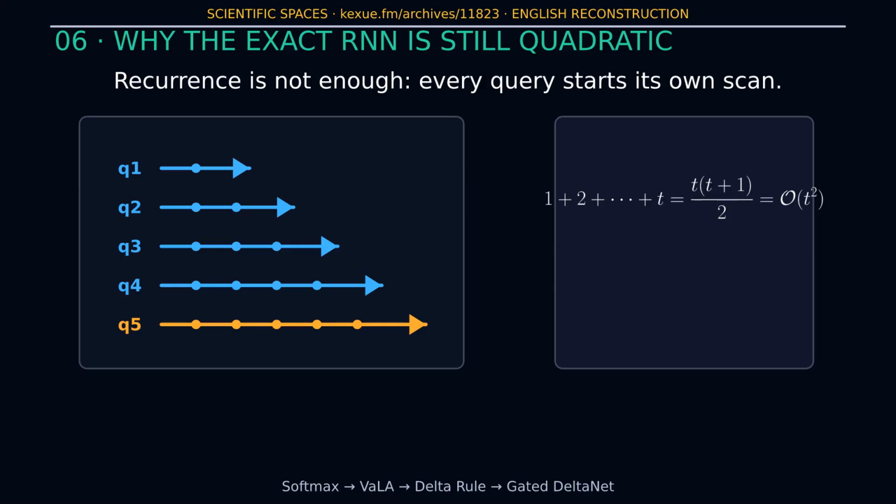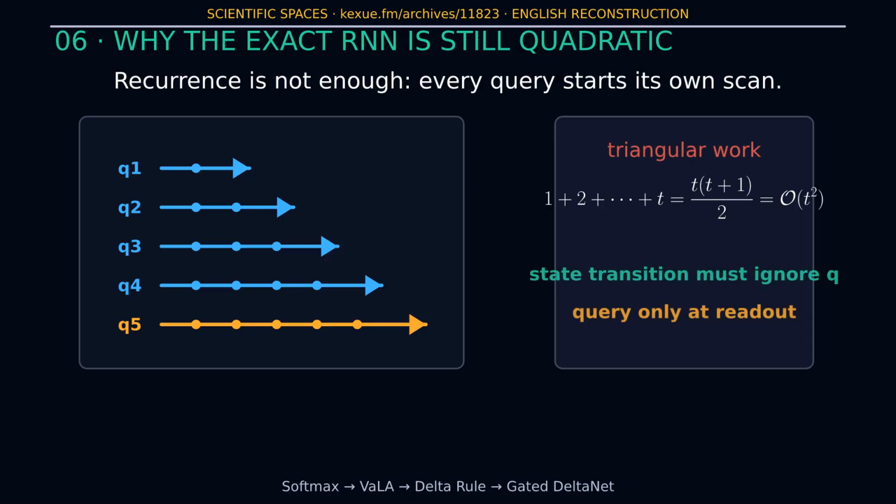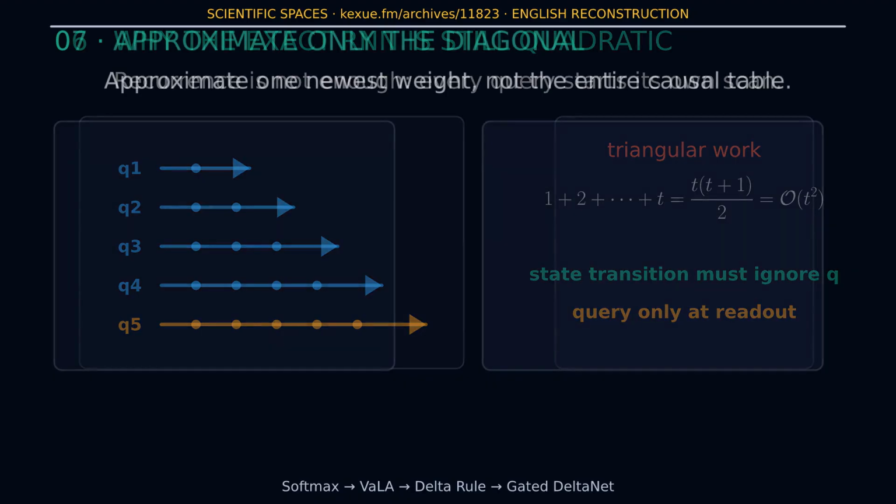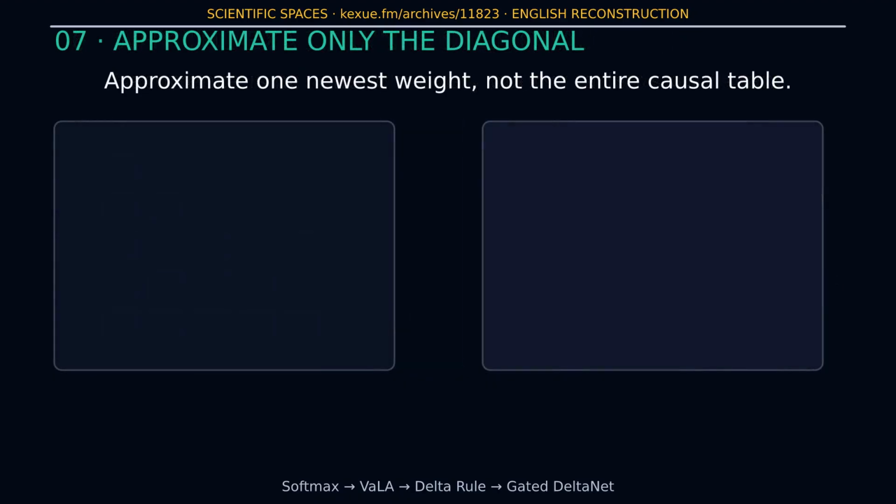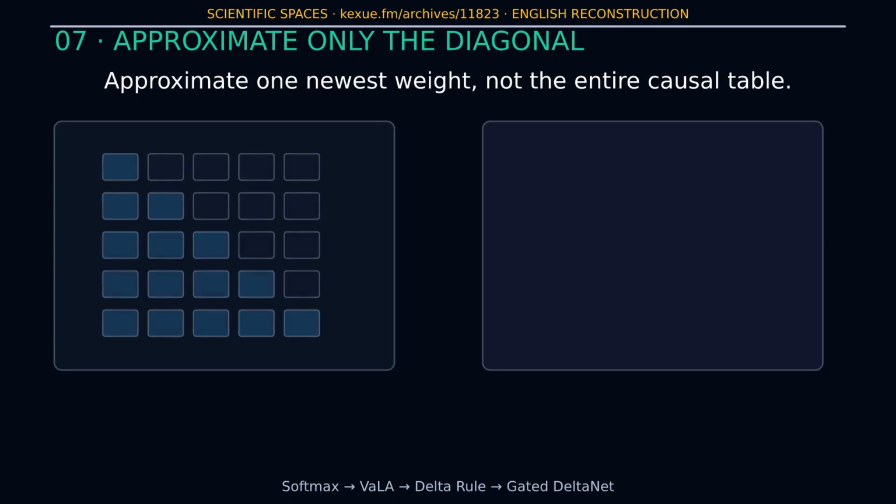A recurrent update alone is not enough. To become linear, the state transition must depend only on keys and values, while queries appear only in the final readout. The next move is narrower than the VaLA approximation. Instead of approximating every alpha t,i, approximate only the newest weight, alpha t,t. Its first-order value is 1/t times (1 plus q dotted with the centered newest key). Plugging that into the exact delta-shaped recurrence gives a mean update, a new value update, and a rank 1 correction.